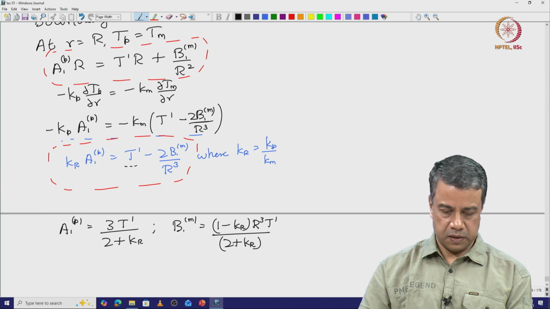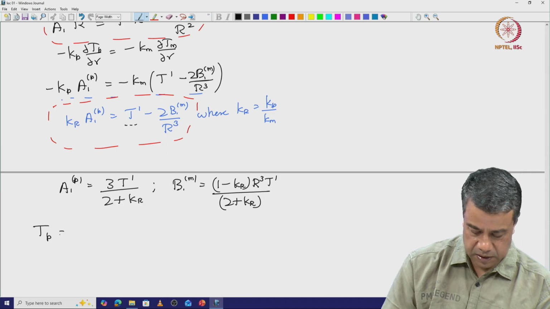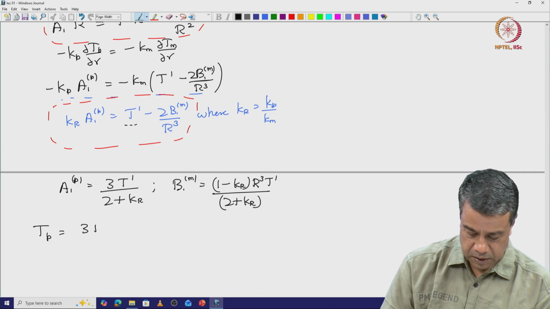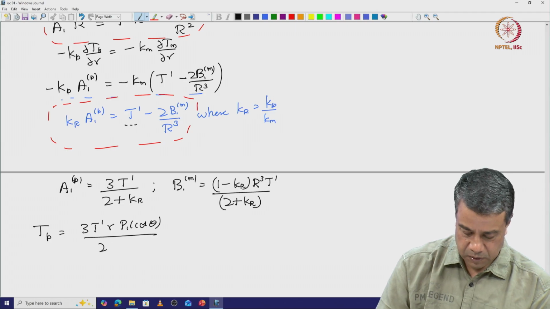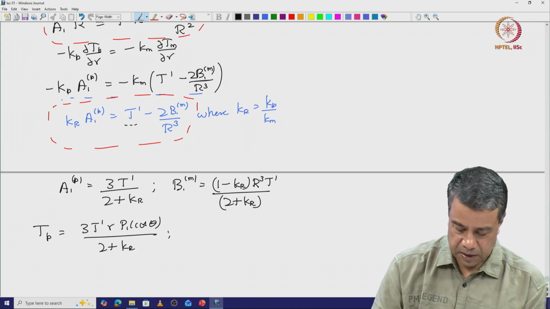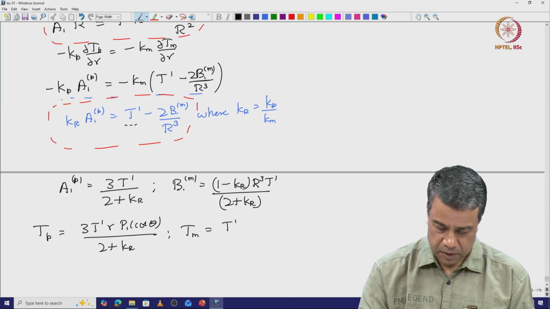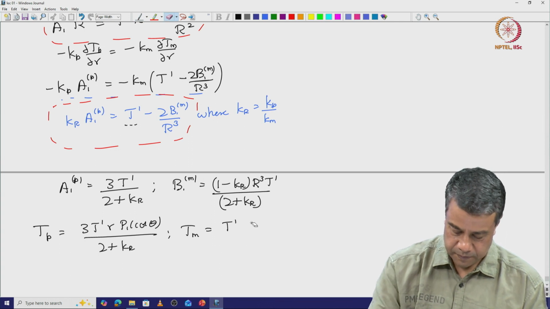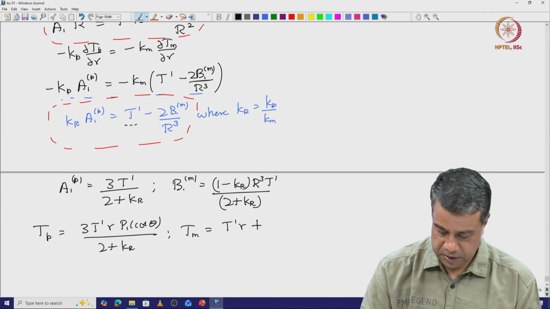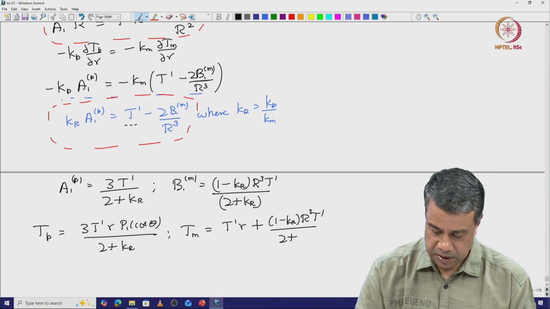Okay, so that is the solution for the temperature field. Therefore, the temperature field in the particle is equal to 3 T' r P1 of cos theta by 2 plus K r, and in the matrix the temperature is equal to T' r plus (1 minus K r) cubed T' by 2 plus K r.